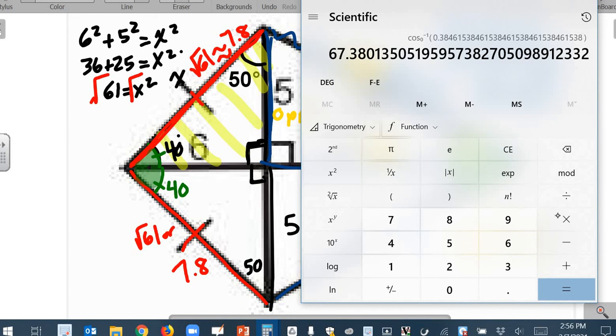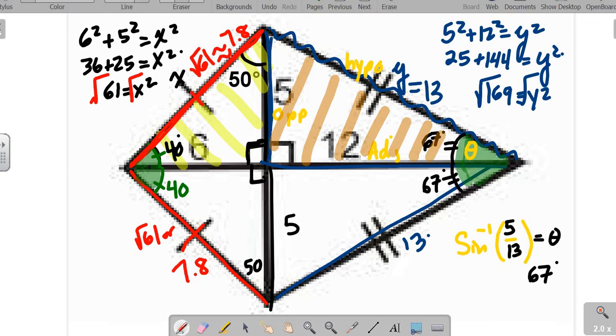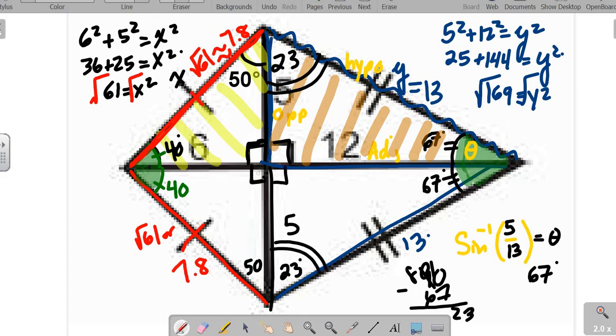We're going to round angles to the nearest whole degree just for ease. So I'm going to make that 67. That means this is 67 degrees, and because it's being bisected, that's 67 degrees. This orange triangle has to add up to 180, and if this is 90, we simply do 90 minus 67. We get 23. And this angle must be the same as 23 as well. Look at all that information you get just from knowing this is a kite.